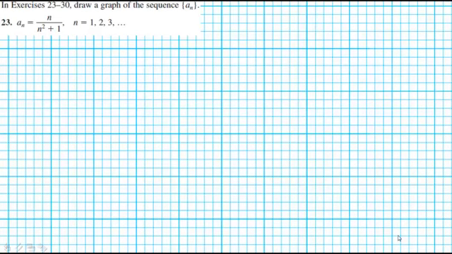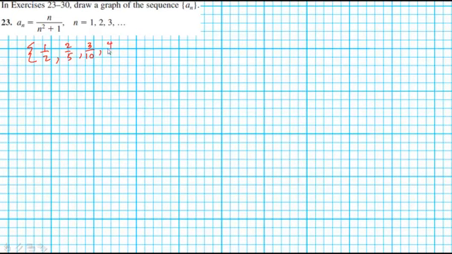Here's problem number 23 from section 8.1. We're given this sequence, and we could calculate the terms in this sequence. When n is 1, we get 1 over 1 squared plus 1, we get 1/2. The second term in the sequence is 2 divided by 2 squared plus 1, that's going to be 2/5. The third one is going to be 3 divided by 10.